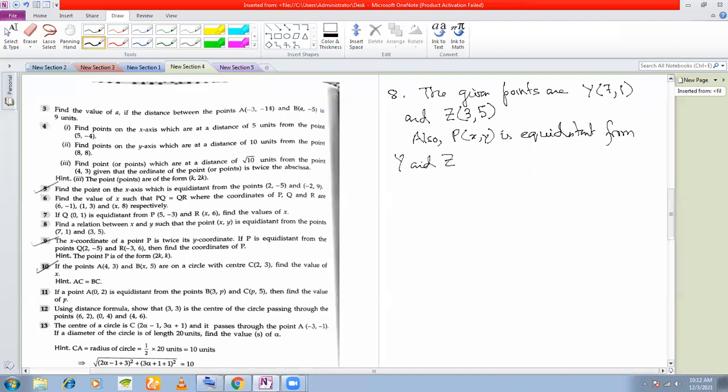This is given. Okay, now can you tell me the condition? Can any one of you just tell me the condition that if P is equidistant from Y and Z, what should be the condition? I want to hear from you. Tell me. If P is equidistant from Y and Z, what should be the condition? Yes, tell me, I'm waiting.